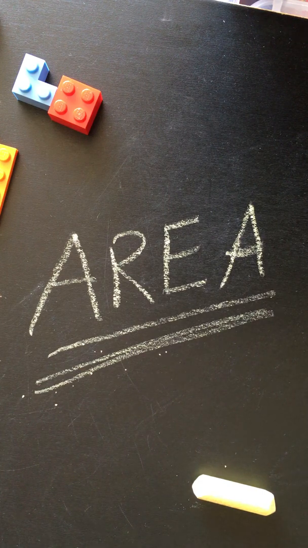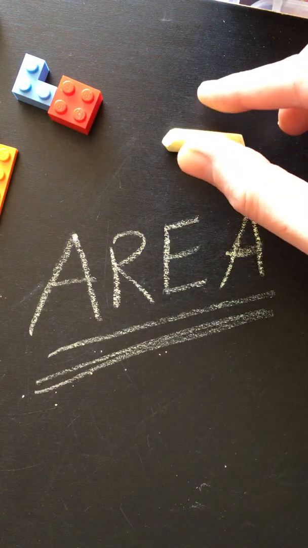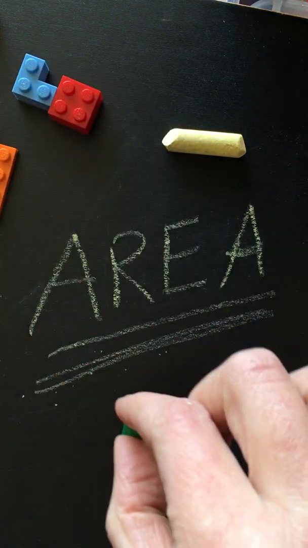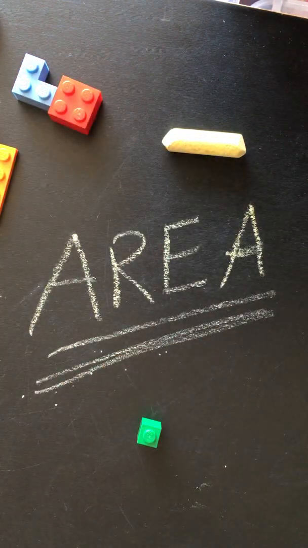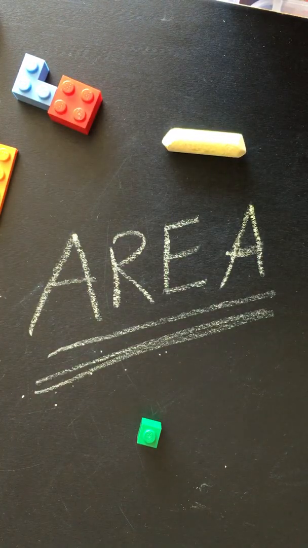Hello, third graders. Today we're going to continue to work on area. And we are going to use Legos to help us out with that. And if you have Legos, great, you're going to be using them. If you don't have Legos, no worries. I will show you how to use graph paper instead. But Legos really lend themselves to helping us with area, particularly in the models that we're going to be using today to determine the area of a rectangular shape.